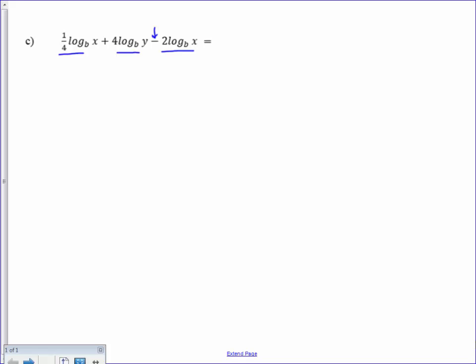So on here, the first step in me rewriting, I would do log base b of x to the 1/4. Take the 1/4 that was in front, apply it as the power on the argument. The next piece, take the 4 that was in the front, apply it as the power on the y. Keep the minus, but take the 2 and apply it as the power on the x.